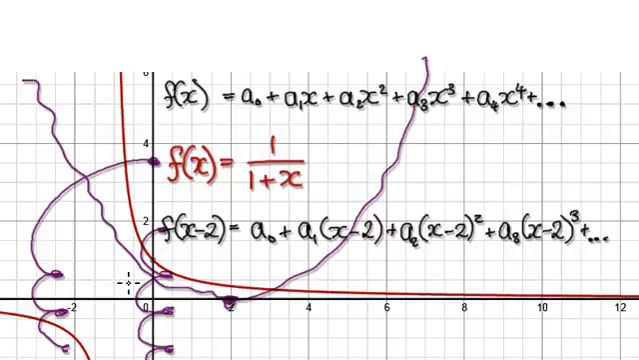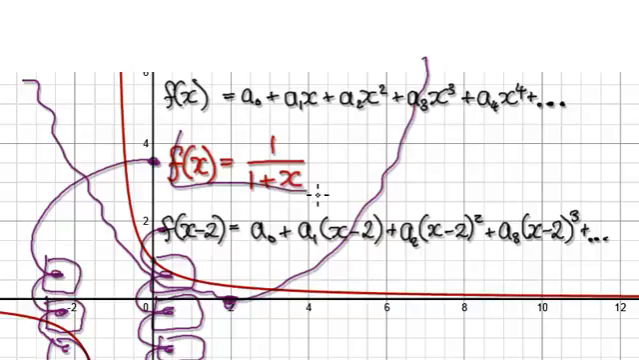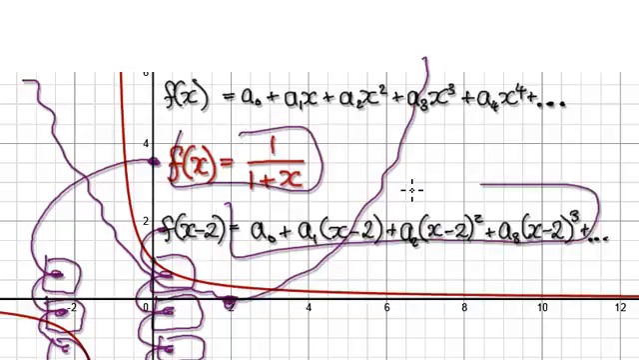And then we would demand the first derivative of this to match up with the first derivative of this. We would also demand the second derivative of this to match up with the second derivative of this. Third, to match up with the third. Even the original function to match up with the original function.